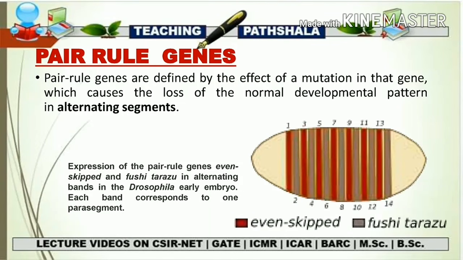It has been mentioned in this slide that the pair rule genes are defined by the effect of mutation in that gene, which causes the loss of a normal developmental pattern in an alternate segment. Why alternate segments? Because they are present in an alternate manner.